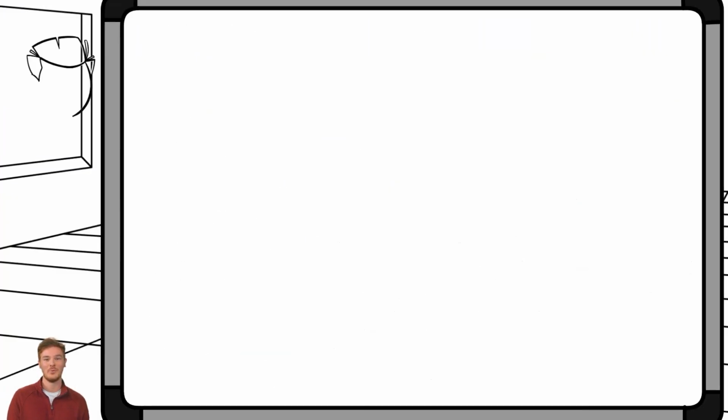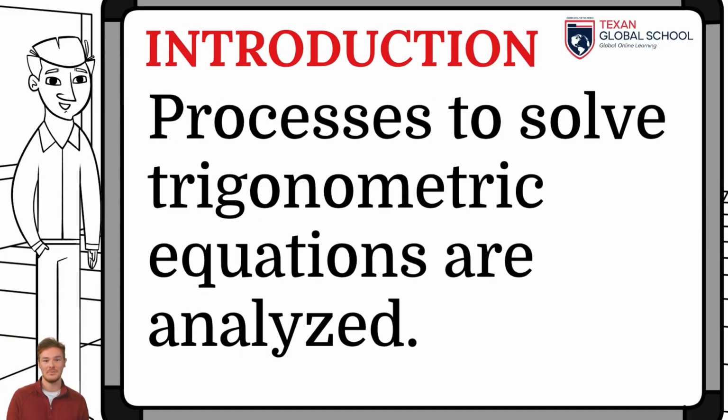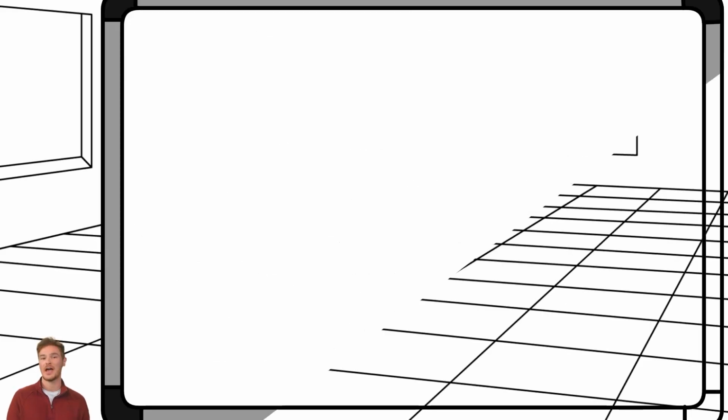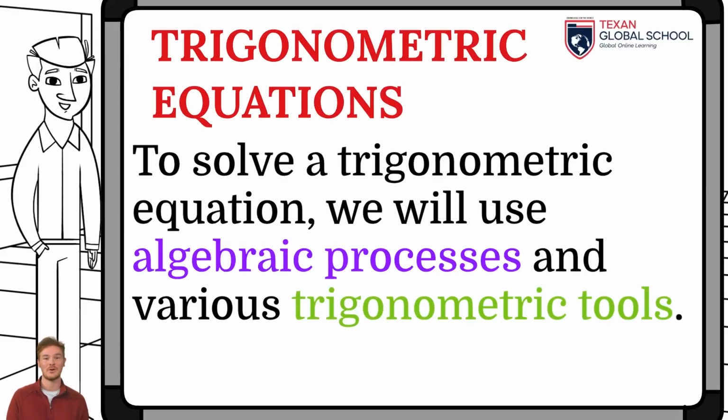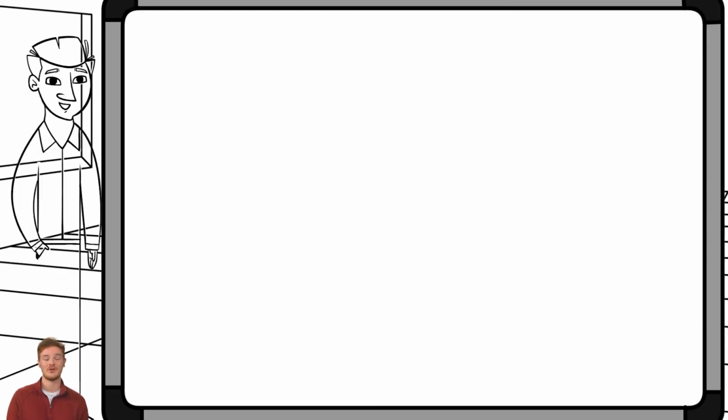In this class, we will analyze processes to solve trigonometric equations. To solve a trigonometric equation, we will use algebraic processes for solving linear equations, isolating variables, processes for solving quadratic equations, among others. Likewise, various tools such as exact values, functions, and trigonometric identities will be used. Let's see a first example.